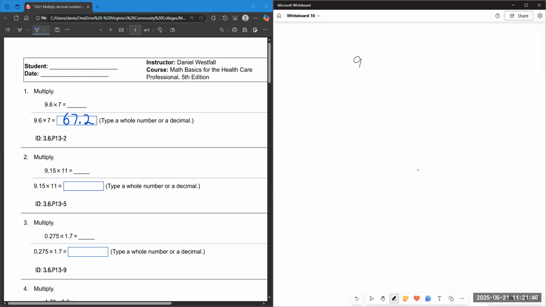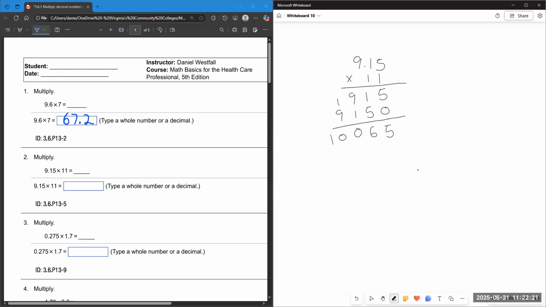And we have 9 and 15/100 times 11. 1 times 5 is 5. 1 times 1 is 1. 1 times 9 is 9. 0 for a placeholder for my 1, slide over to my 10s. 1 times 5 is 5. 1 times 1 is 1. 1 times 9 is 9. 5 plus 0 is 5. 1 plus 5 is 6. 9 plus 1 is 10. 1 plus 9 is 10.